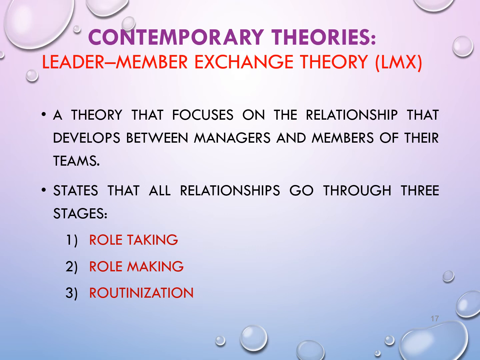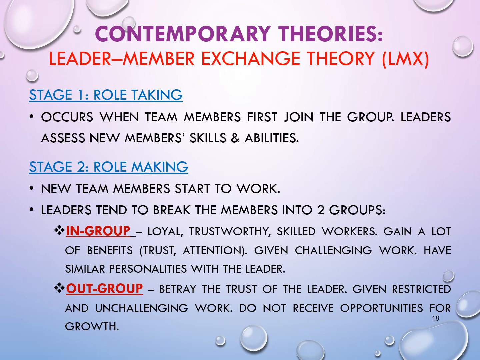So in order to develop the relationship, there are 3 stages involved, which are role taking, role making, and routinization. So let's see what happens at each of the stages here. Okay, the first stage is called role taking. It occurs when team members first join the group. Leaders assess new members' skills and abilities.